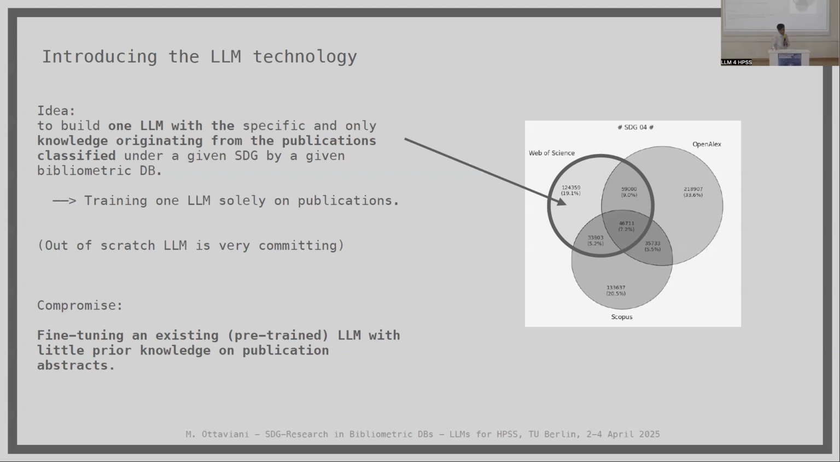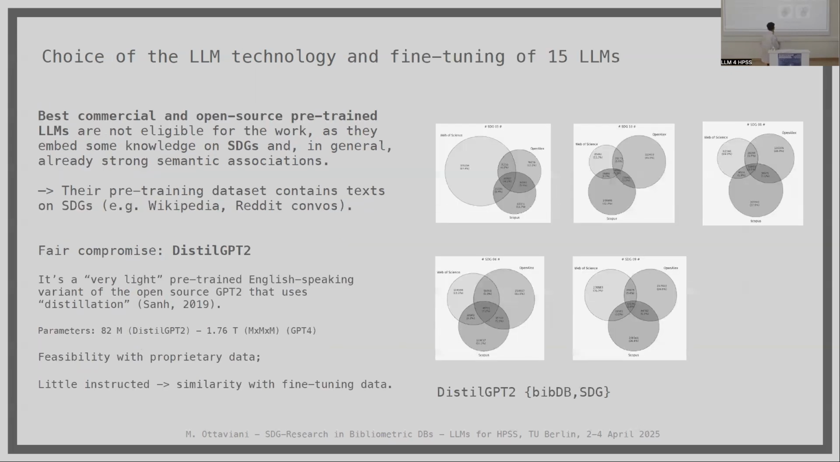Of course, setting up from scratch would have been very committing, but the compromise that we found was to fine tune an existing open source LLM, DistilGPT-2, that is very basic, but on the other hand has very little knowledge. Compared to maybe commercial or large open source ones, we somehow have the proof that there is no prior knowledge about the semantics around both publications or prompts.